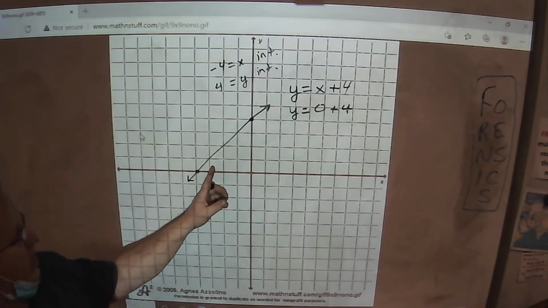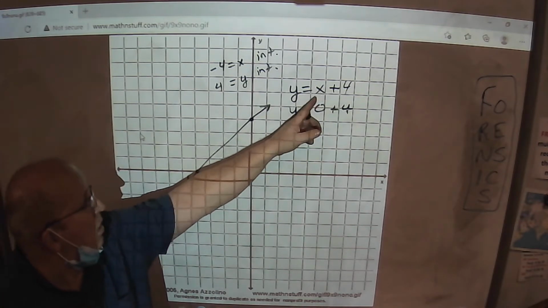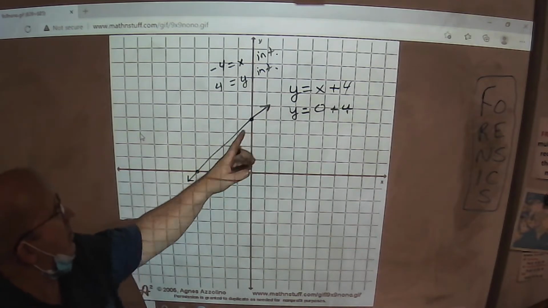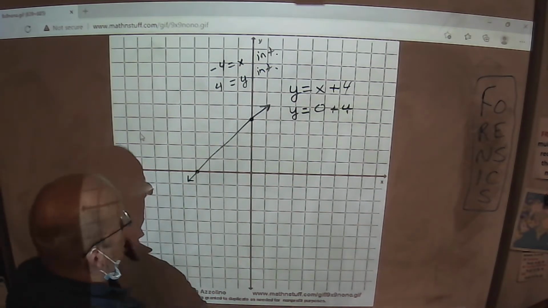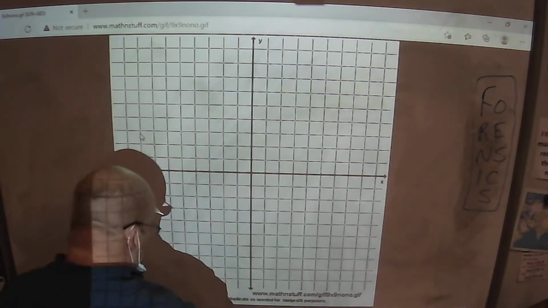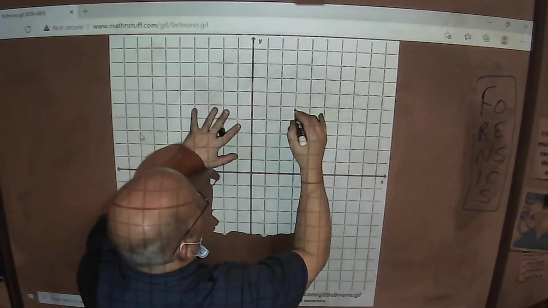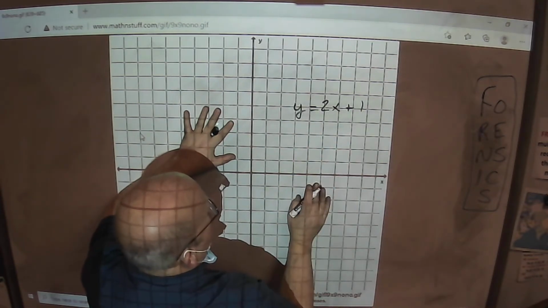This is the line y equals x plus 4. Everything along this line is a solution for y equals x plus 4. Let's try it again. Let's make it a little more complicated. What if I have the equation y equals 2x plus 1?